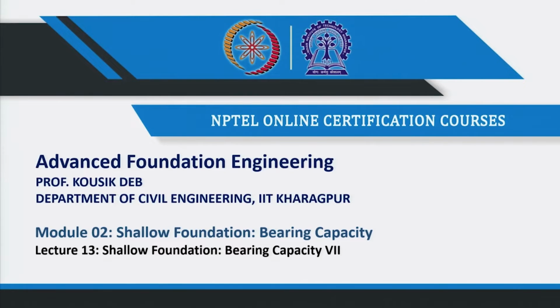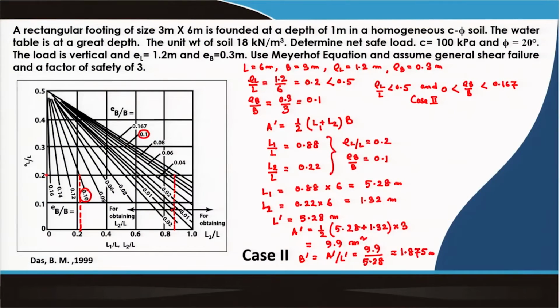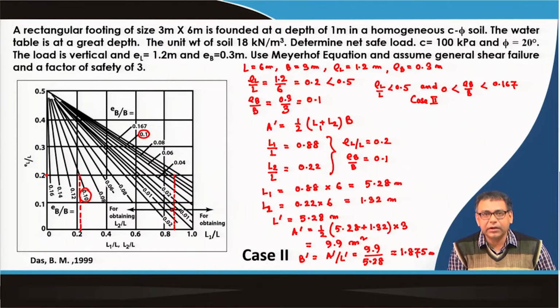So, last class I was solving one particular problem on two-way eccentricity, and I determined the effective length and width of the foundation. Now, today I will solve the remaining part of that problem. So, this was the problem that the foundation of width 3 meter and length 6 meter was placed at a depth of 1 meter from the ground, and the EL value is 1.2 meter and EB value is 0.3 meter.